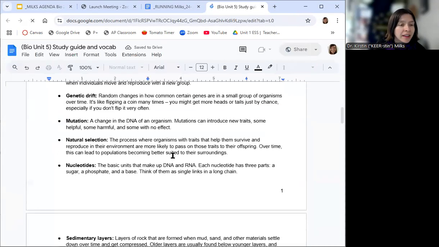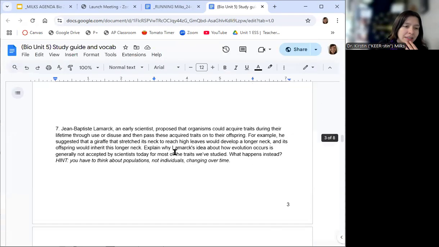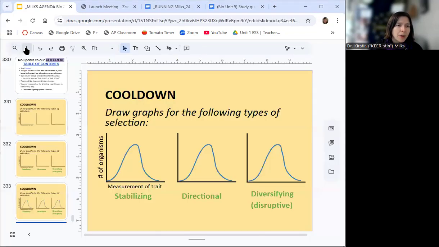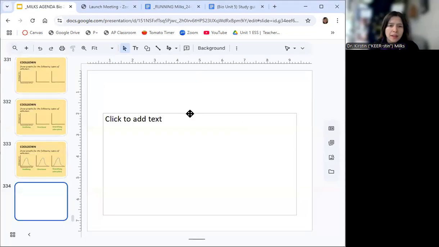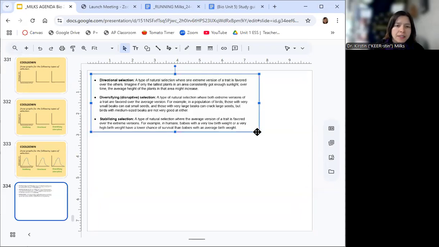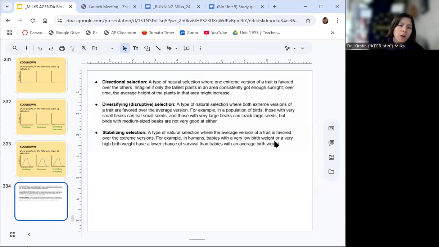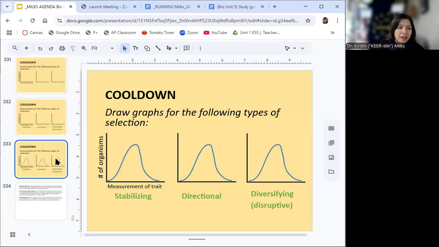So if you look in the study guide, I'm going to pull it up for you, but I just wanted to let you know it is in the study guide. These 3 types of selection are here. So it says directional, diversifying, or stabilizing selection. So I'm going to put one on here that says those things. So you can see here, that's what they mean. So for example, I want to talk about stabilizing selection. For example, in humans, babies with a very low birth weight or a very high birth weight have a lower chance of survival. That's the one that I put here first.